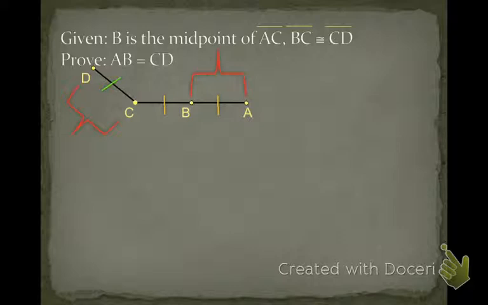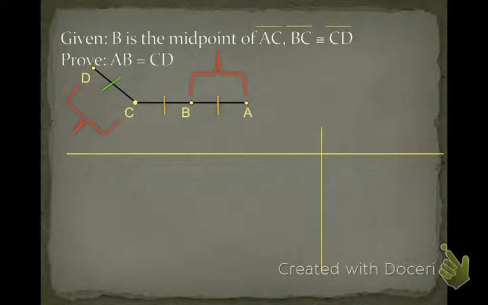Segment BC is congruent to segment CD, and we want to prove these red squigglies here, that the length of AB is equal to the length of CD. So that's what we're trying to prove. We'll build our two-column proof.